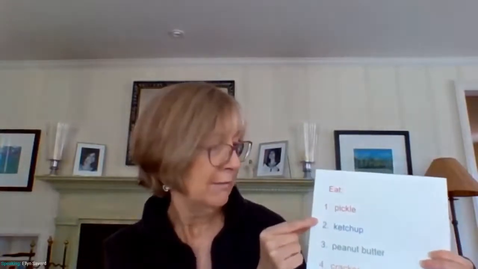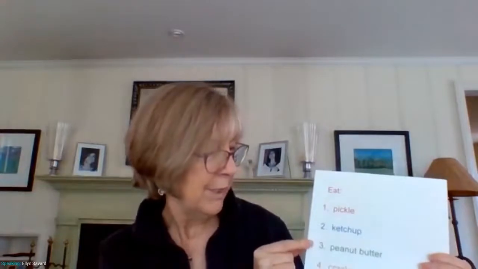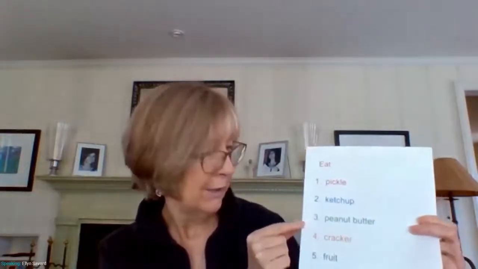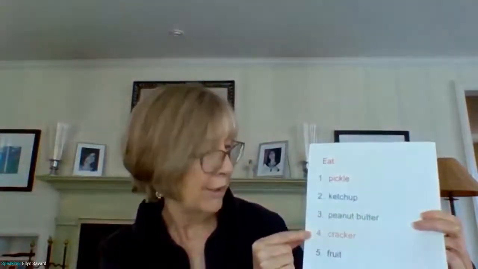So the first one is pickle, 2, ketchup, 3, peanut butter, 4, cracker, 5, fruit, and my fruit of choice is raspberry, 6, vegetable. It could be any vegetable. For me, maybe a carrot.